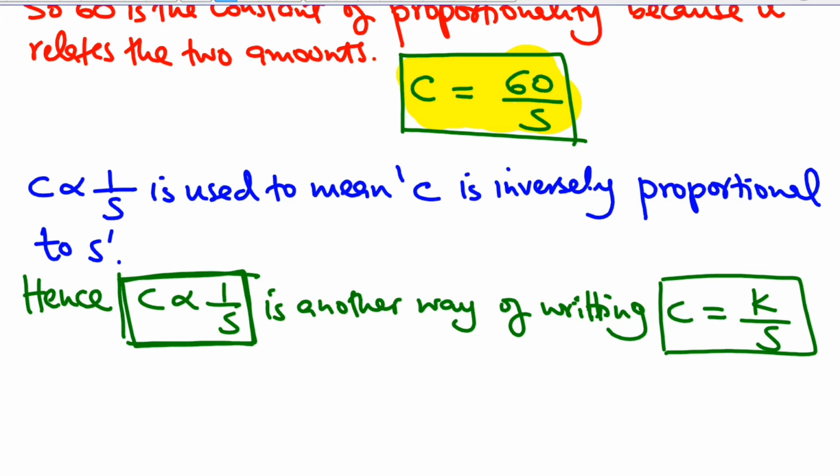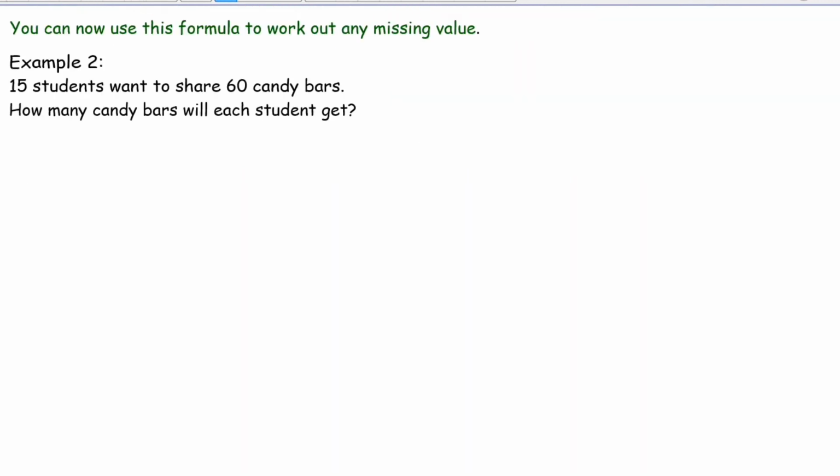An alternative way is just writing C is equal to K over S, because even in that form, as one quantity increases, the other one decreases. As the number of students increases, the number of candies reduces. Anyway, this will make more sense when you look at an example. By the way, this is the formula that connects the number of candies and the number of students for this particular question. We can use this formula to work out any missing value.